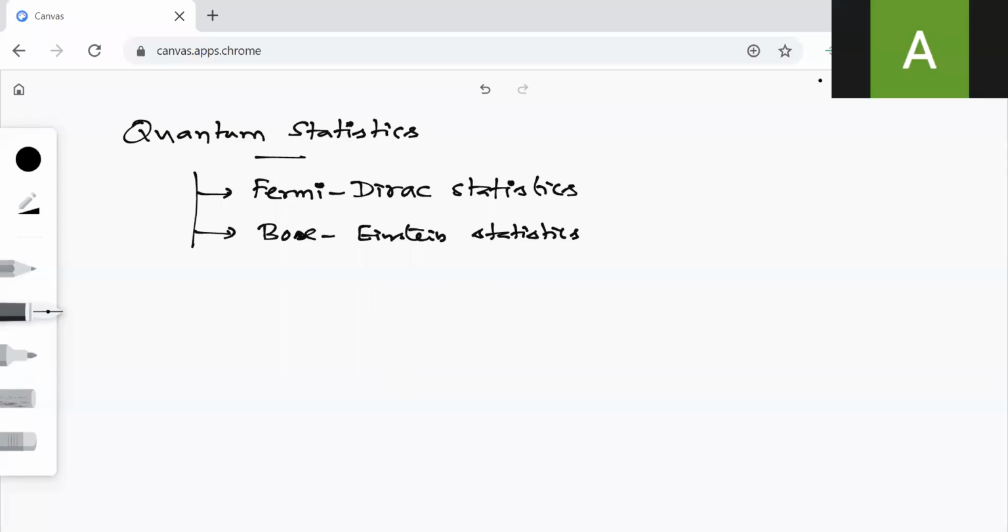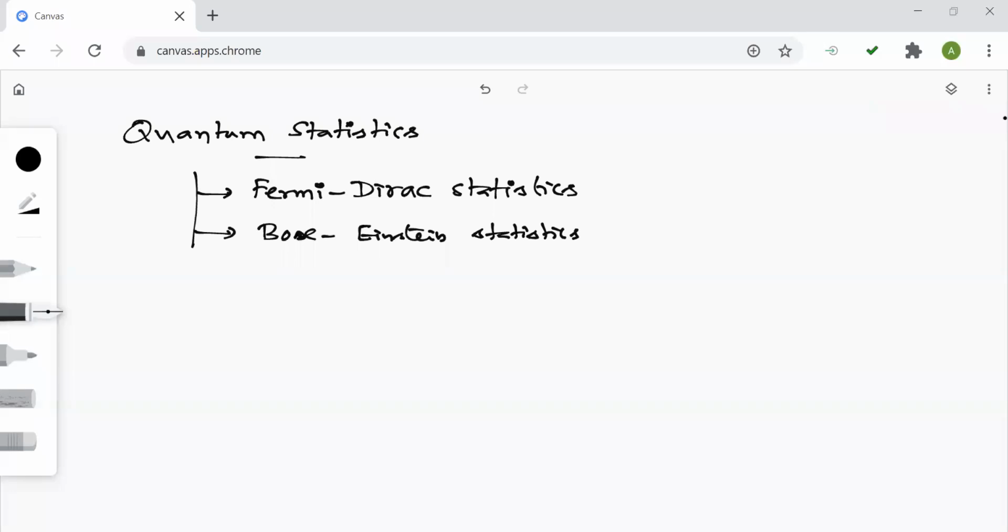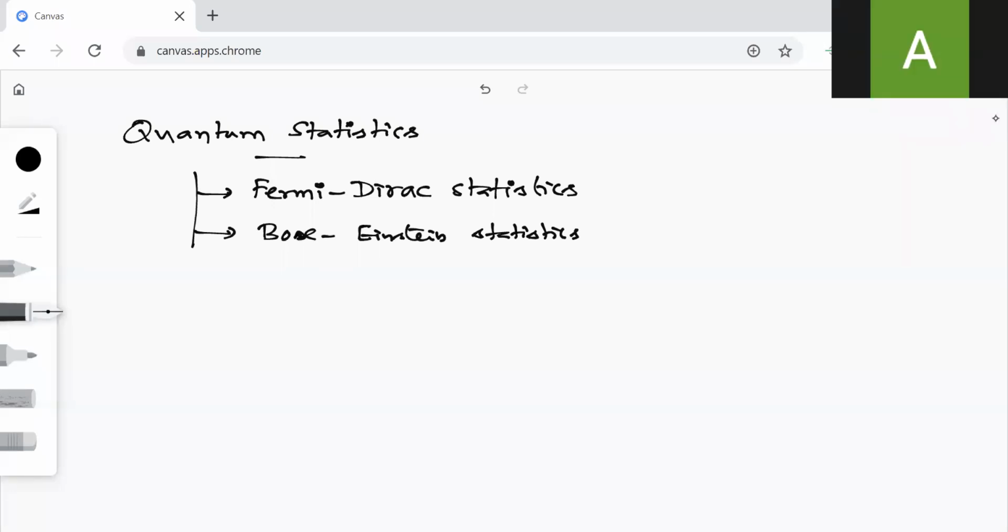Okay, so in quantum statistics, we have two: one is Fermi-Dirac statistics, and the other one is Bose-Einstein statistics. Fermi-Dirac statistics is applicable for fermion type particles. Bose-Einstein statistics are applicable for bosons, boson particles, right?